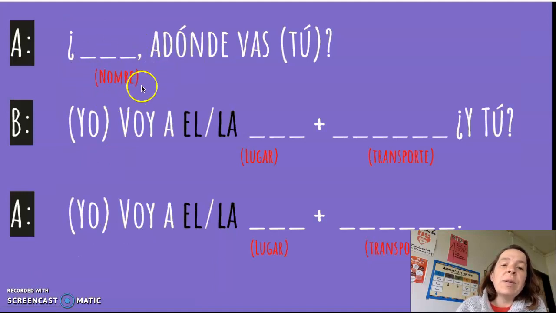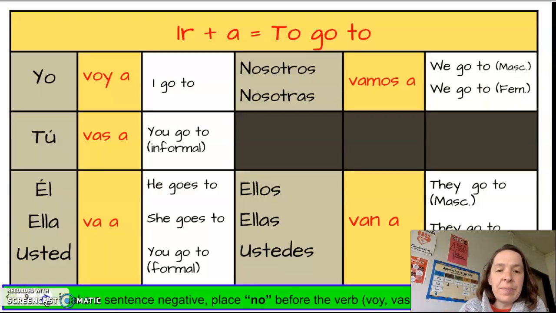Asking your friend, Luis, ¿a dónde vas? He will reply, yo voy al parque, and then making sure you're familiar with transporte. Yo voy al parque a pie. ¿Y tú? Yo voy a la escuela en autobús. So making sure that you know how to ask and answer. Again, here are the 5 conjugations of ir: voy a, vas a, va a, vamos a, y van a.